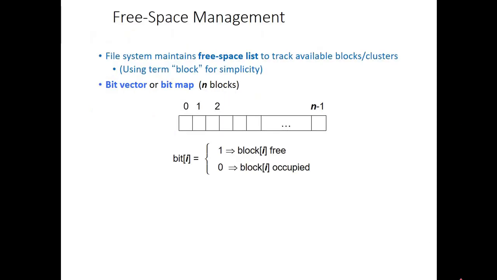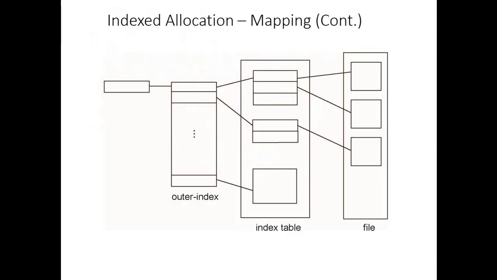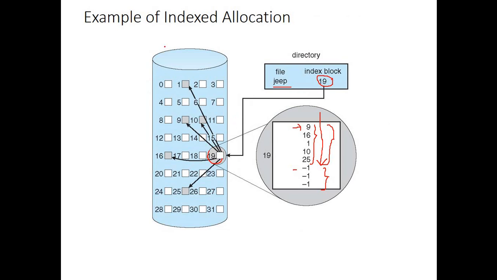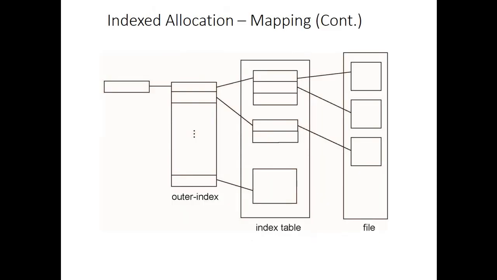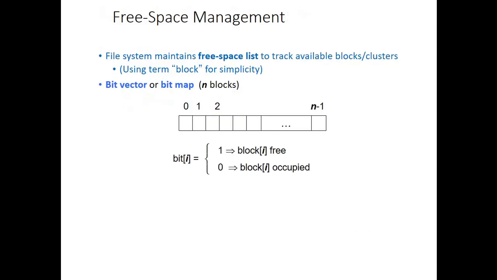Bit vector. Suppose the disk has n blocks, numbered 0 to n minus 1, so a total of n blocks. Which blocks are free and which blocks are occupied is maintained by using a bit vector. What is meant by a bit vector? It is nothing but an array of n bits, where each bit corresponds to one block.